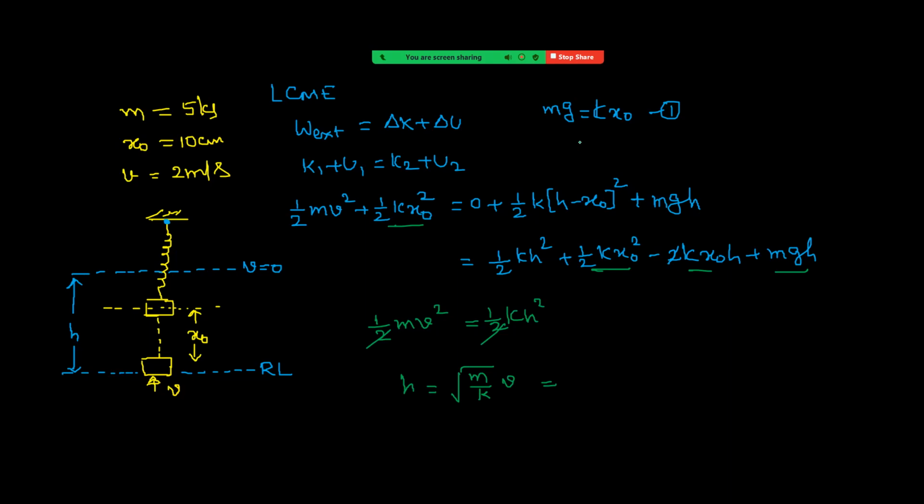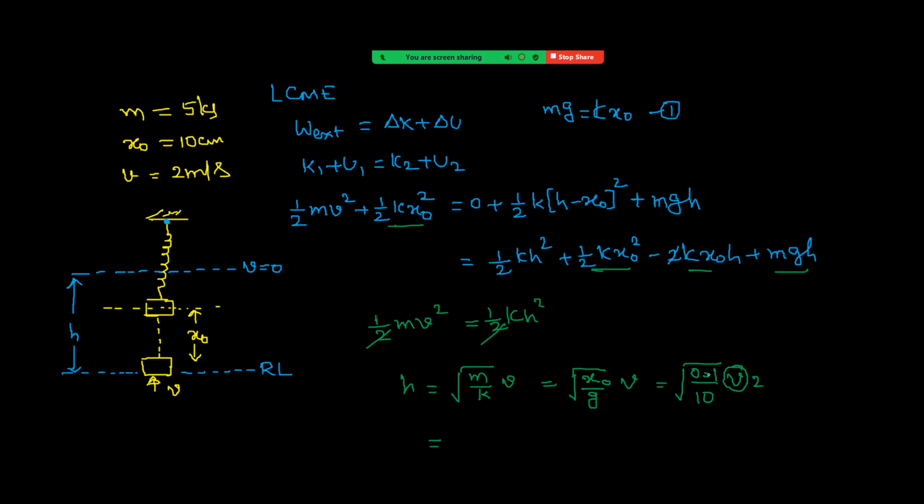Or in the place of m by k, see what I can write? In the place of m by k, I can write x naught by g, right? That is from 1, into v. x naught given, right? x naught value given how much? 10 centimeter. Substitute here. Root of 10 means 0.1 meter. g value 10 into v. Right? v value how much? 2. So v value 2.